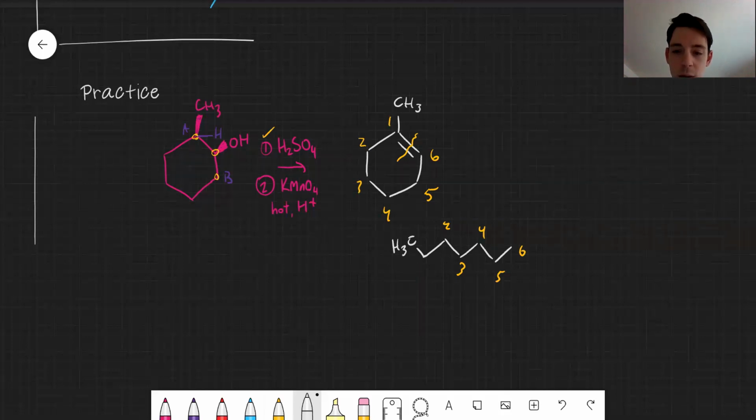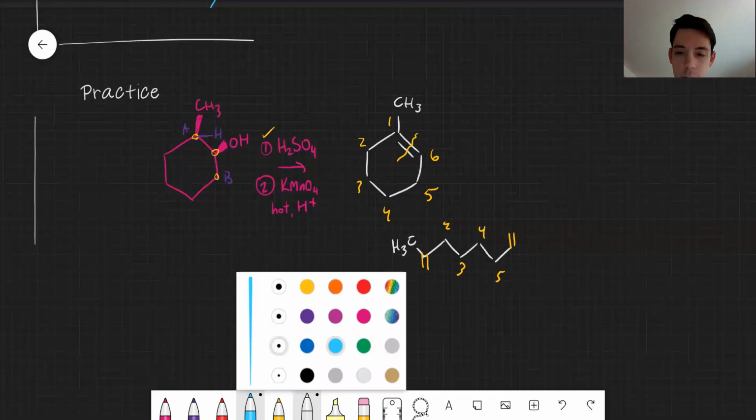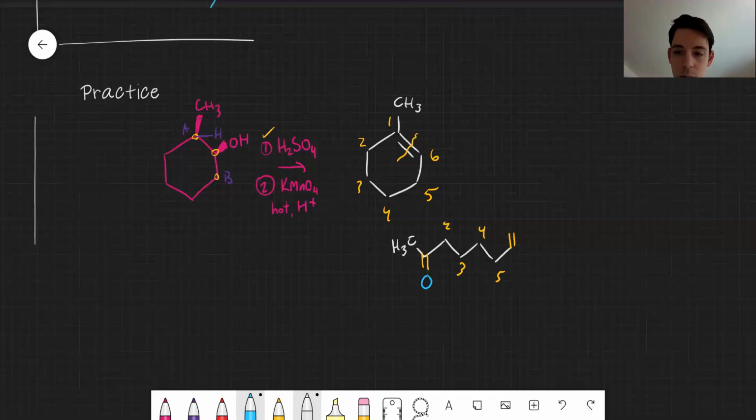So previously, 1 and 6 were bonded to each other by this double bond, right? So before, this double bond was attached, and now it's broken. And what's going to go in its place? Well, KMnO4 is going to replace it with oxygens. Right now I have a ketone on carbon 1 and I have an aldehyde on carbon 6.